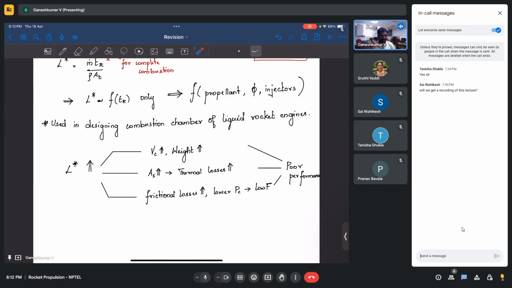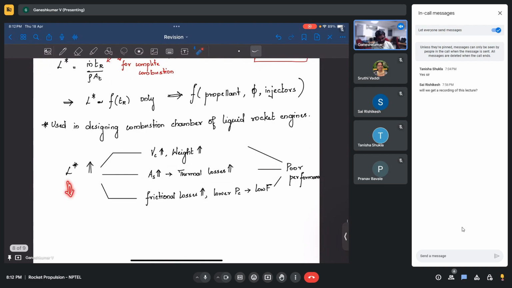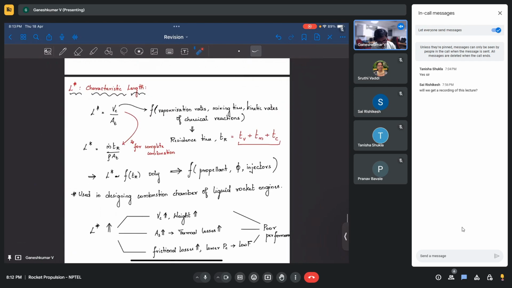There is also another problem: there is going to be a lot of frictional losses within the chamber, because you will have a bigger chamber volume. And increasing the chamber volume also reduces the pressure within the chamber, and if the chamber pressure reduces, it will produce lower thrust, which again is not good. So you need to have as low an L star as possible. Usually the L star is around 0.75 for most liquid propellants, and if you are able to get 0.5 or 0.4, it's pretty good. So that is basically the use of L star.